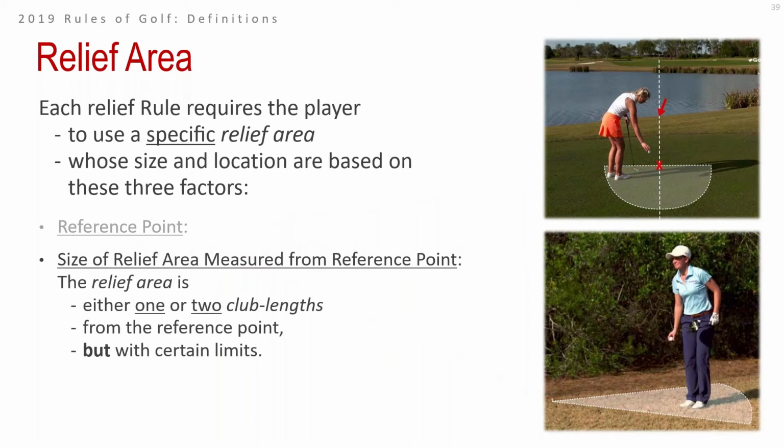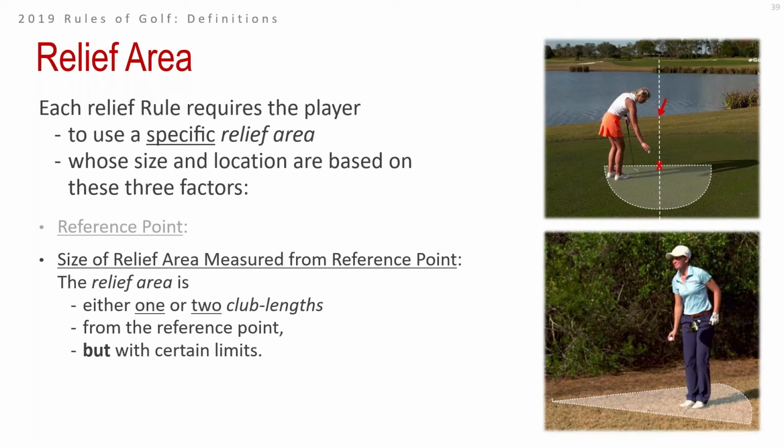So the size of the relief area is measured from that reference point, and the relief area is 1 or 2 club lengths. A good rule of thumb, something that I always think about when taking relief or helping a player take relief, is if it's free relief, you're going to get 1. You're always getting 1 club length for free, and if you're going to pay by a penalty of a stroke, you're going to get that second club length.